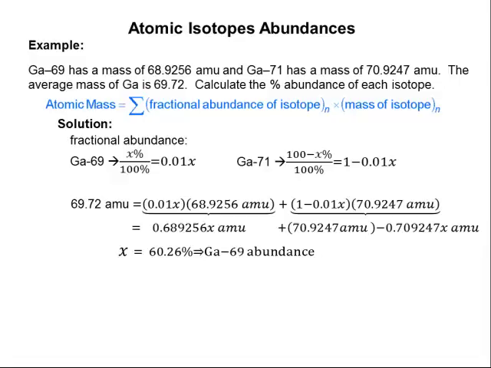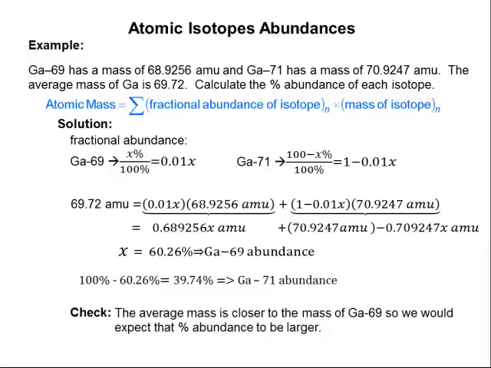That's going to be our gallium-69 abundance. And then we just take 100% minus the 60.26%, and that's 39.74%, which is gallium-71 abundance. Now to check this, if we look at the average mass, it is 69.72. Is that closer to 69 or is it closer to 71? Well, it's actually closer to 69 than it is to 71, but not by much. So we'd expect 69 abundance to be slightly higher than the 71.